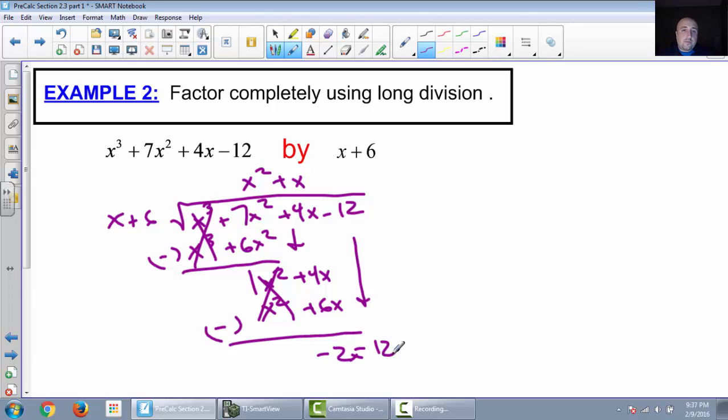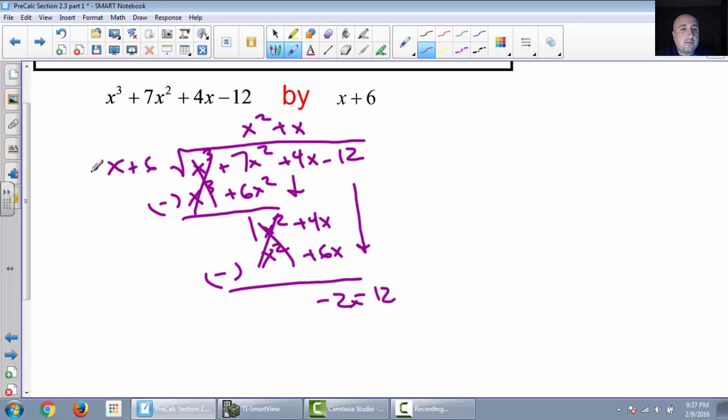Okay? All right, last step here. What do I multiply x by to get negative 2x? Okay, hopefully you see that it's just negative 2. I'm going to multiply now. Negative 2 times x is negative 2x. Negative 2 times 6 is negative 12. I'm going to subtract. Negative 2x minus a minus, that would be plus, so that goes away. Negative 12 minus a minus is 0, so there's no remainder.